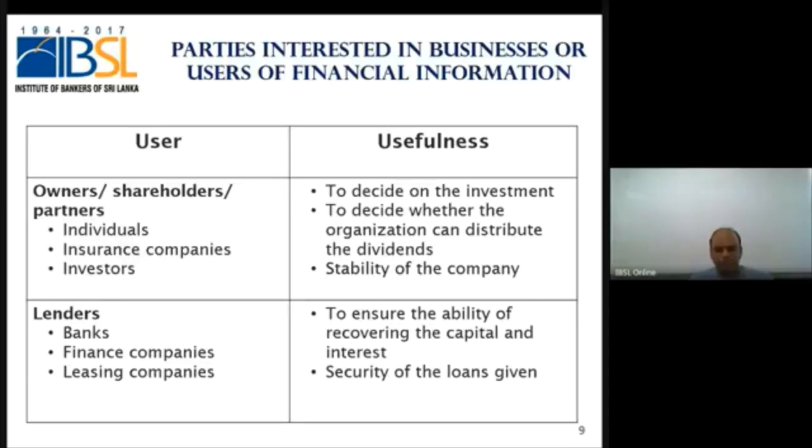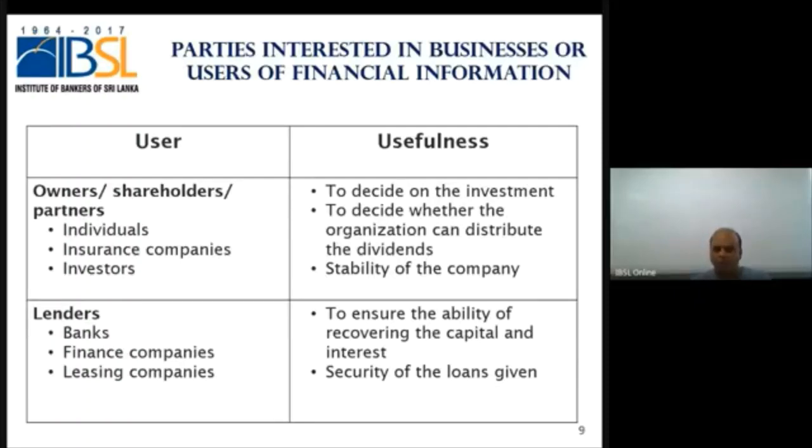So now it is like a customer who is coming to your bank. ABC company is coming to your bank asking for some financial support. Now, what is this financial support? That is what you call a loan. So this lender now has to decide whether I can give this loan to this particular company, ABC company.